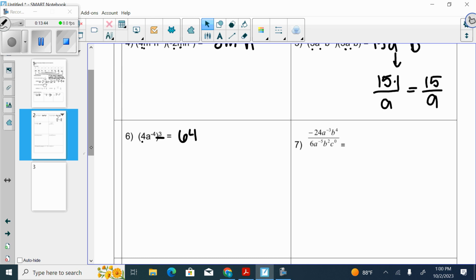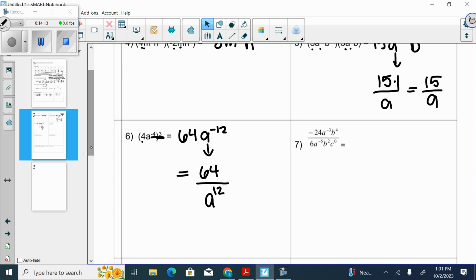Okay? And then what do I do with the power to a power exponents? Multiply them. So what is negative 4 times 3? Negative 12. But we don't like a negative exponent, so what do I do? Move it to the bottom. So do I have to move the 64? No. So the 64 stays, and then what's in the bottom? a to the 12. Good.